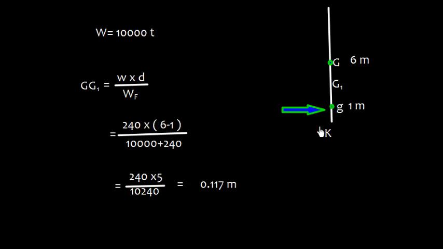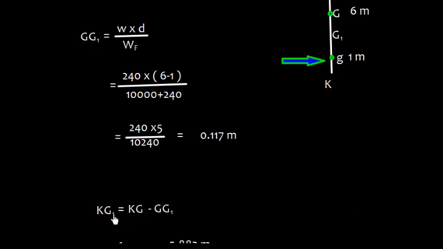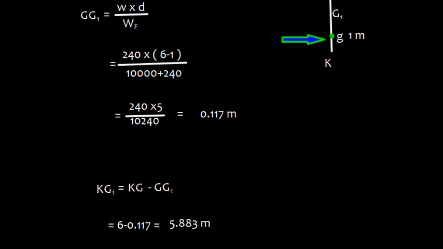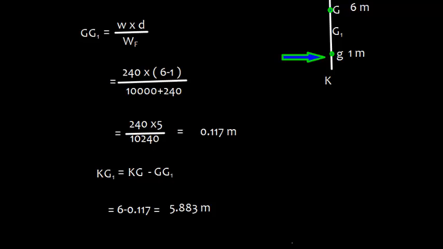So we can simplify this by this simple diagram, where here K is the keel and KG of the ship is 6 meter, and well, we have loaded the weight here at Kg small, which is 1 meter. So the D is the difference between KG and Kg small, which is 6 minus 1, and the WF is 10,000 ton plus 240, so we get this GG1, which is 0.117. Well, since we have loaded this weight at the bottom, so the center of gravity will shift vertically down, and we can write like this, that KG1, that is new KG, is equal to KG minus GG1, or simply KG1 is equal to 6 minus 0.117 is equal to 5.883 meter.